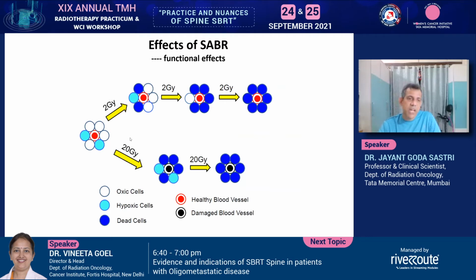But when we are giving very high doses of radiation in the range of 20 gray, what is happening is that it is causing damage to the blood vessel, but nothing is happening to the hypoxic cells. And the tumor cell death is actually happening because of the damage to the blood vessel and the perivascular niche area, which contains the stem cells.